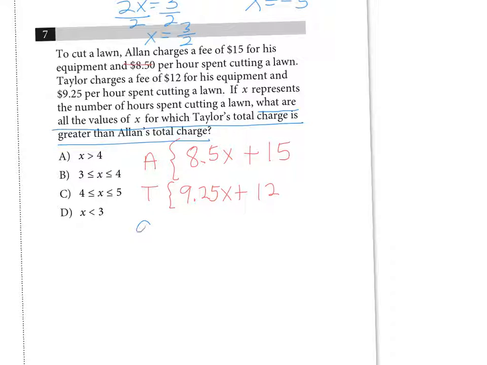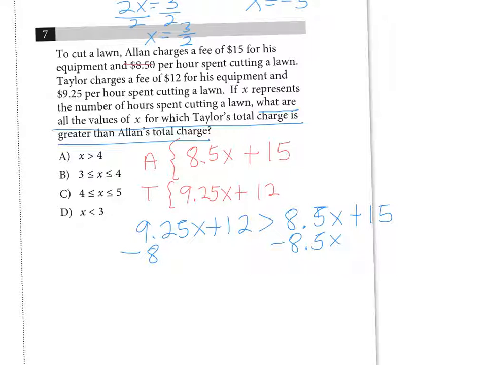So Taylor, 9.25x plus 12 is greater than Alan's, which is 8.5x plus 15. Okay, so now let's just solve for x. How would you solve for x in this problem? What do you move first? The 8.5, because that's the smallest x. You first combine x's, you move the smallest x.